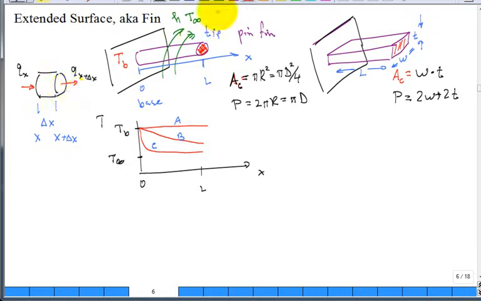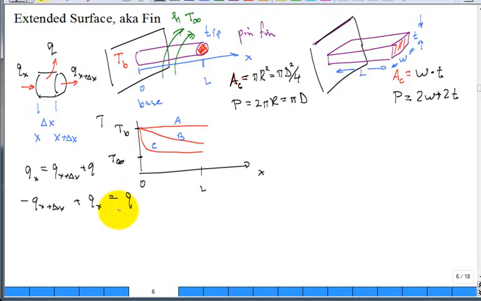What other heat transfer do we have? We have the convection coming off, Q convection. So I have one in, two outs. I have Qx in equal to Qx plus delta x plus Q convection out. Isn't that a good energy balance? Steady state, energy is conserved. That's my energy balance. I'll move this one over. Negative Q sub x plus delta x plus Q sub x is equal to Q convection.